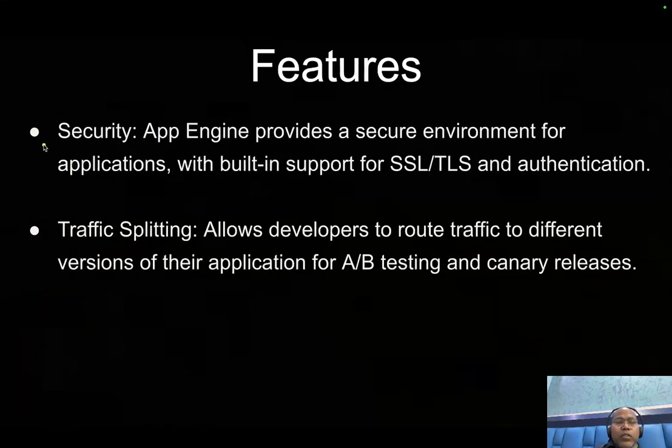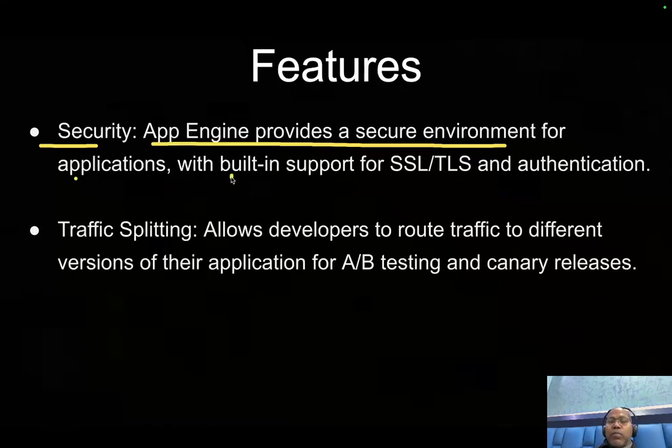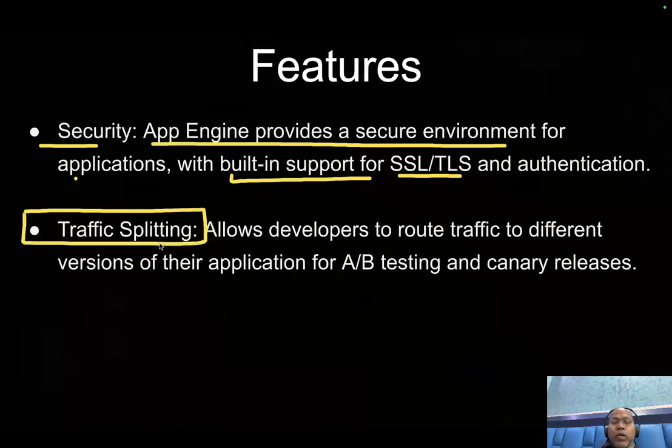And security is also a key parameter. App Engine provides a secure environment for your application, with built-in support for TLS, SSL, and authentication and authorization. And for managing your user base properly, which percentage of users go to which instances, there is traffic splitting. It allows developers to route traffic to different versions of their applications, for alpha testing, beta testing, or canary deployment.